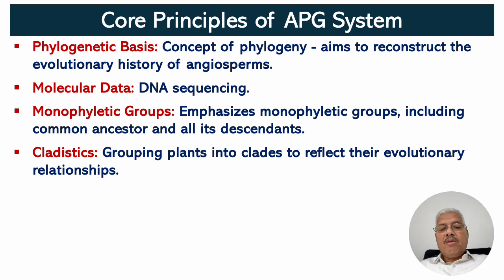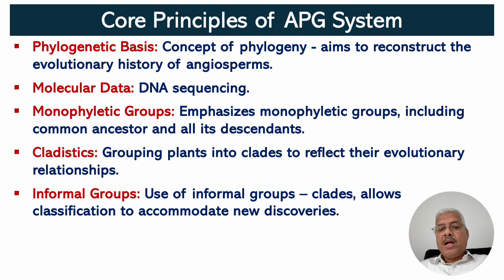Cladistics is a method of classification based on shared derived characters. These are traits that are unique to a particular group of organisms and their descendants. By identifying shared derived characters, the APG system can group plants into clades that reflect their evolutionary relationships. The system uses informal groups such as clades instead of formal ranks, that is, class or orders.